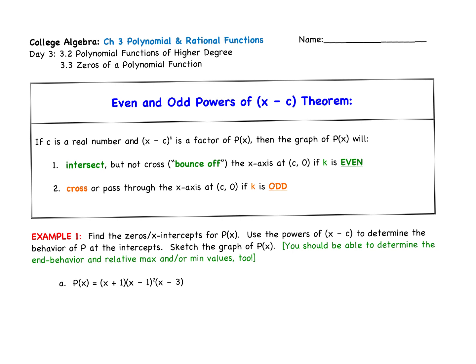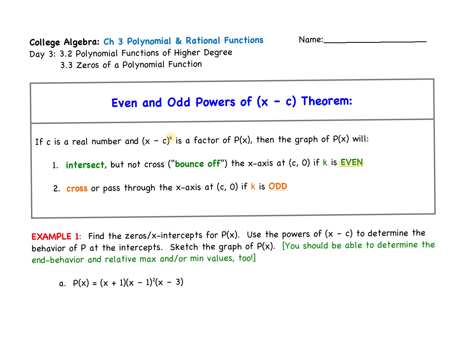Okay, here's the first idea. For any graph that we're doing today, we're graphing polynomials. We are going to start by finding the x-intercepts or the zeros. For every zero, you need to be able to determine what the behavior of that zero is. Here's how you're going to do that. For every zero, you're going to look at the power on that zero.